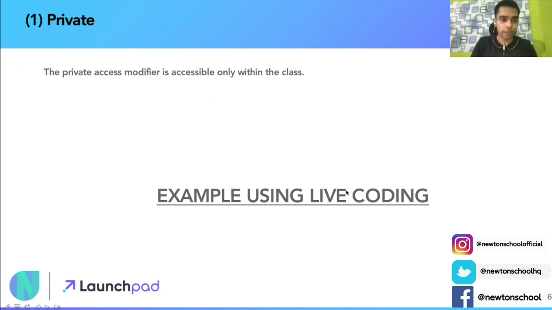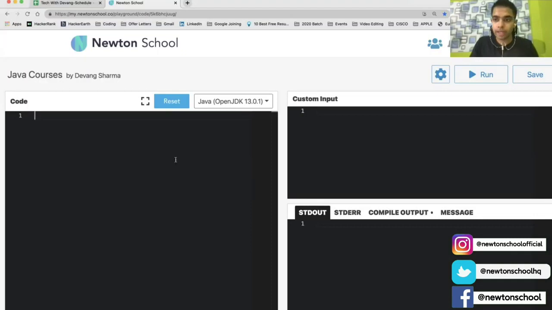Okay, first one is private. As we know, the private access modifier is accessible only within the class. So let's see it by the code. So here we are at the Newton School IDE. It has multiple features of multiple languages and input, output, compile messages. Let's see the code for the private access modifiers. So what I'm doing is, I define my class here, class A, and let me use some variables. Let's say I take a private variable data, and the initialized value is 40.